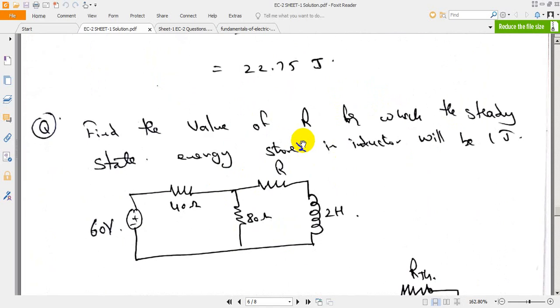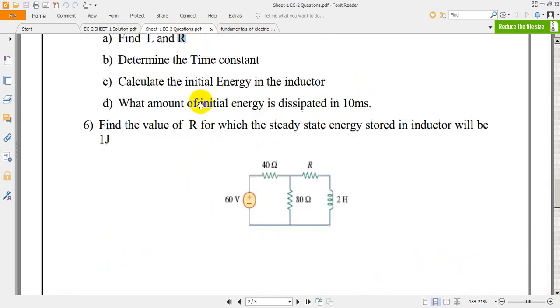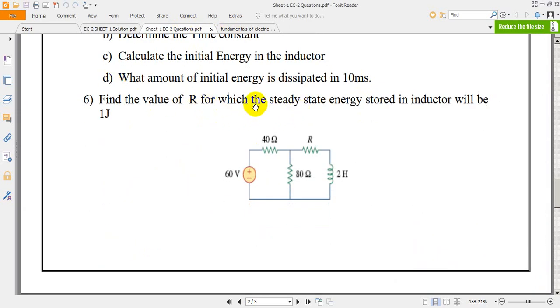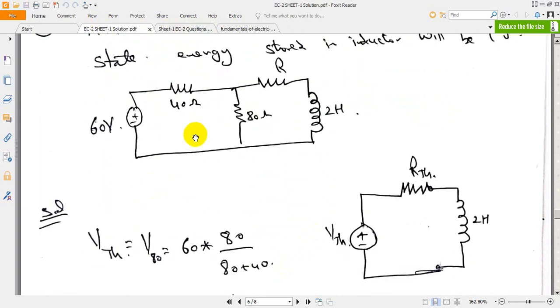Coming to the next problem, find the value of the R for which the steady state energy stored in the inductor will be 1 joule. Is it the same problem? Find the value of R for which the steady state energy stored in the inductor will be 1 joule. It means under stable condition. Steady state, the inductor will be under stable condition.